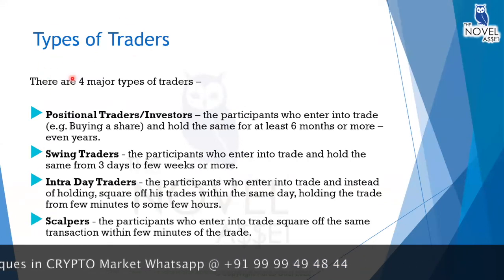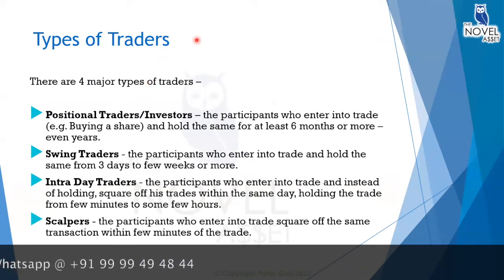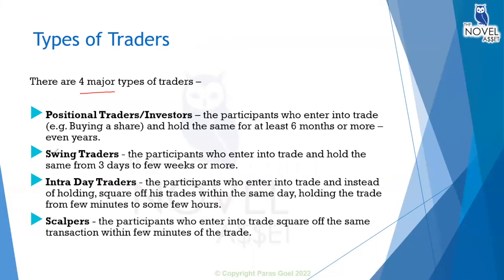So what are the types of traders that are participating in the market? There are 4 major types of traders. So let's start with the scalpers. Scalpers are the participants who enter into a trade and square up the same transaction within a few minutes.